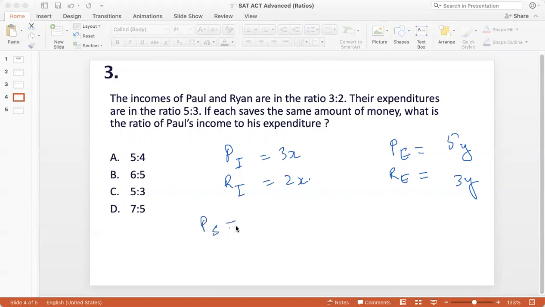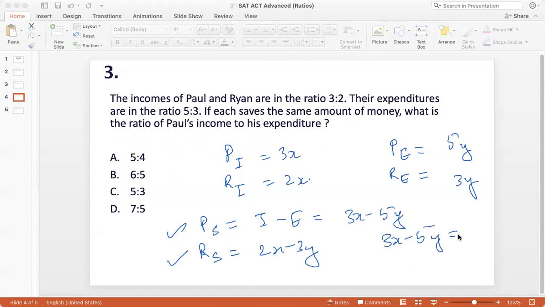So what is Paul's savings? It is his income minus expenditure, which is 3x minus 5y. And Ryan's savings would be 2x minus 3y. And we know that they save the same amount. So I can say 3x minus 5y is 2x minus 3y. So x is 2y, right? So this is the relationship between x and y.